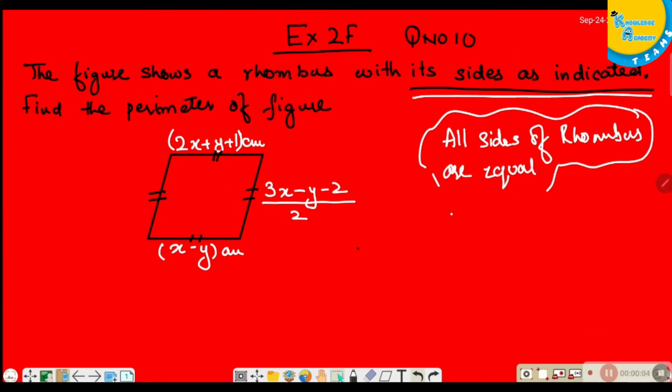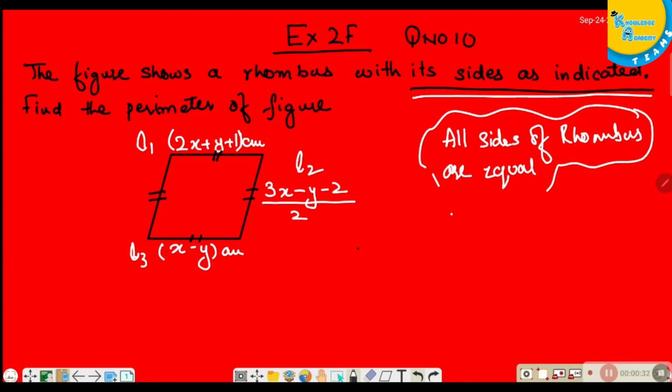The figure shows a rhombus with its sides as indicated. Find the perimeter of the figure. We are given a rhombus whose 3 sides are mentioned. Let's call them L1, this one L2, and this one L3.